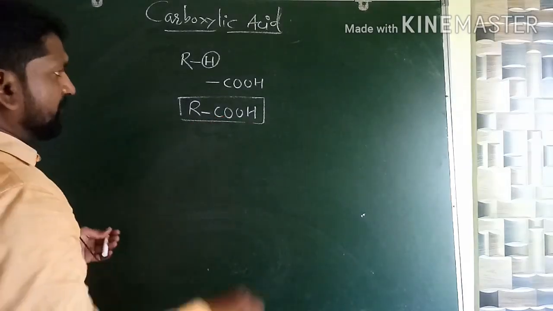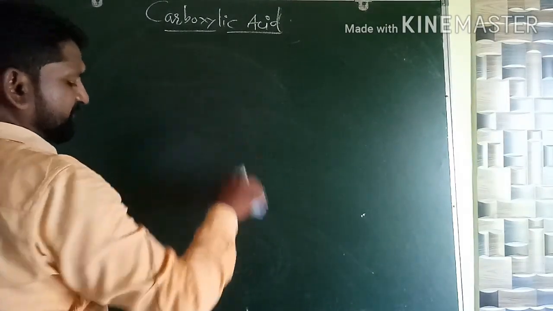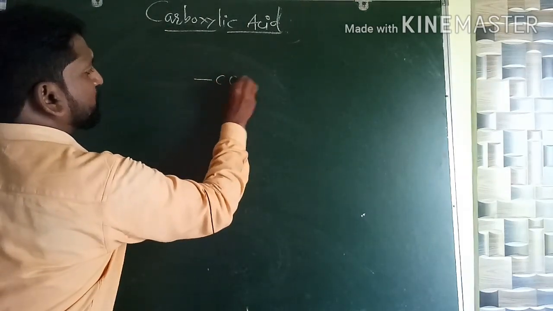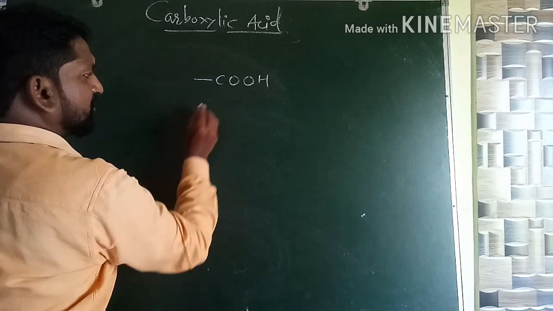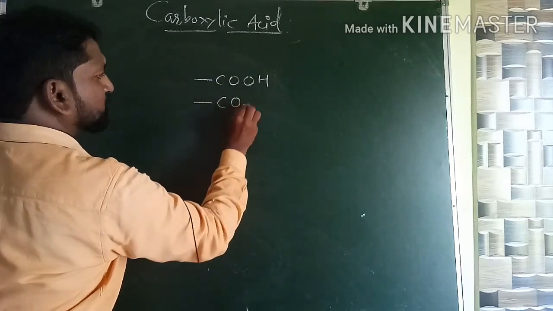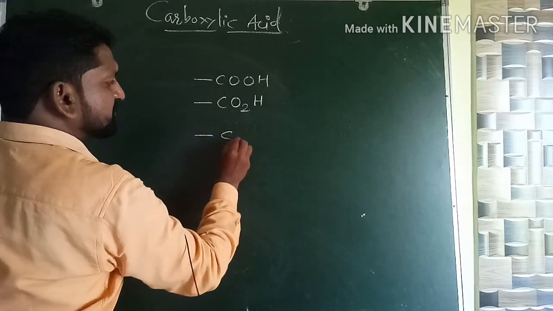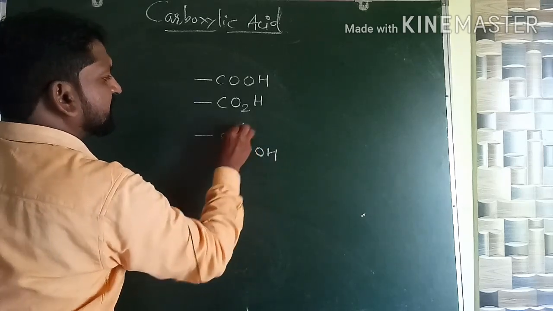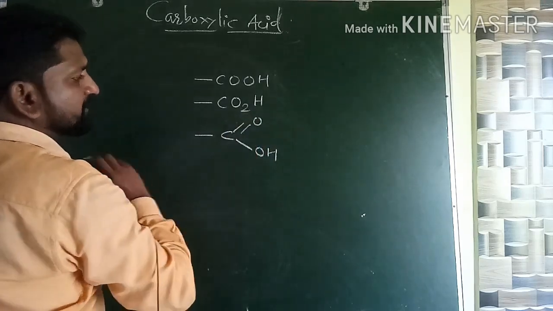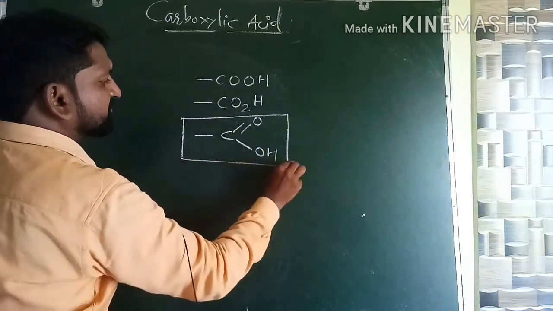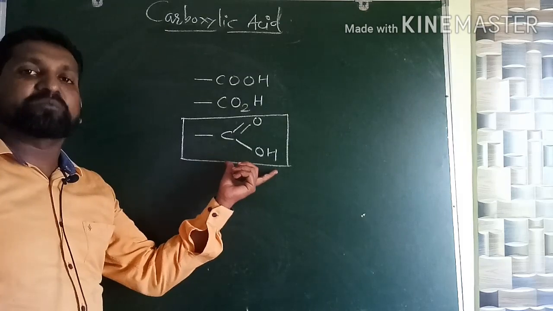Now everybody see here. It is the functional group. Whatever I have written right now, COOH, you can write like this, or simply you can write CO2H, it is also correct, or simply you can write it like this, C double bond O with OH. This type of structure is nothing but the functional group of the carboxylic acid.